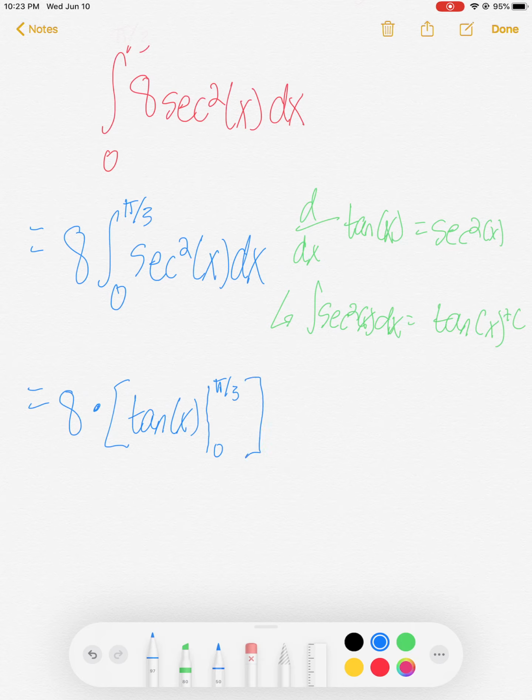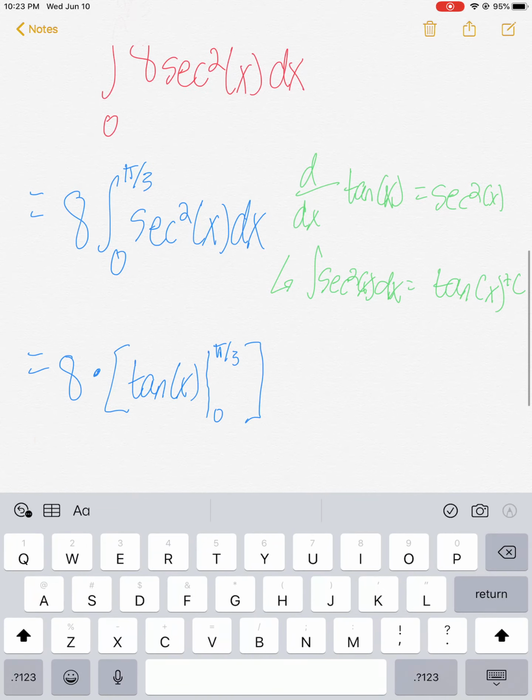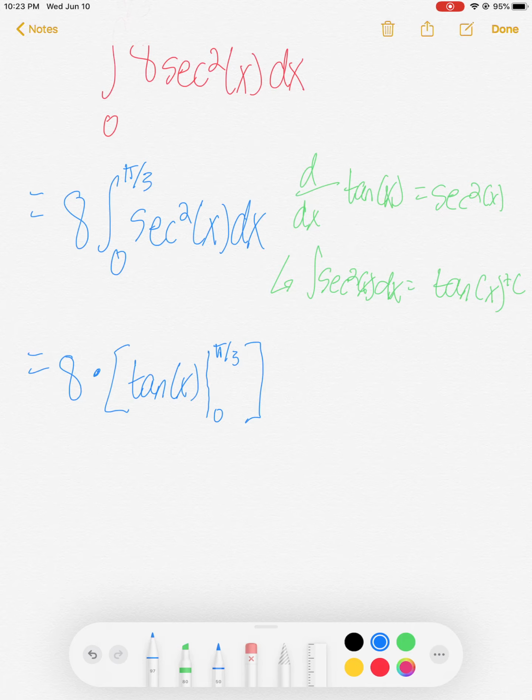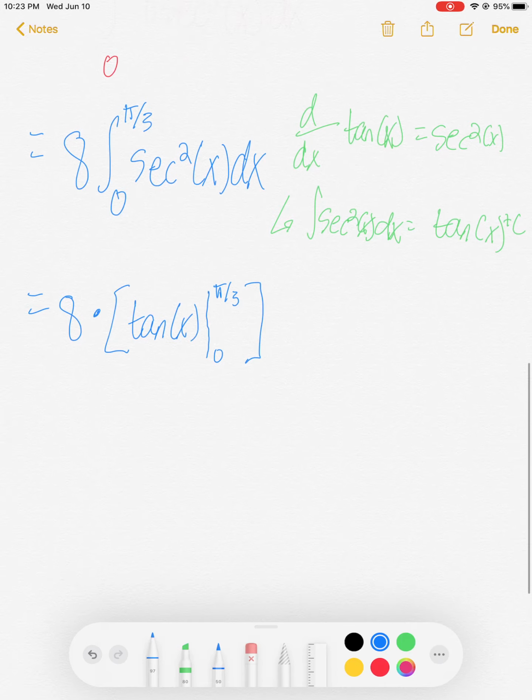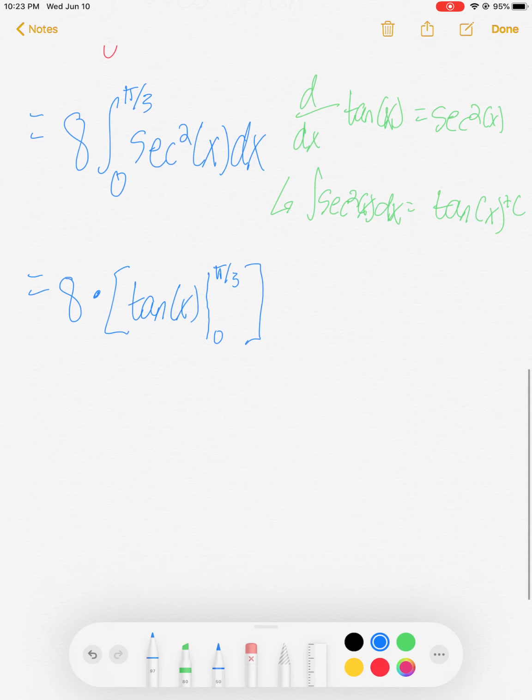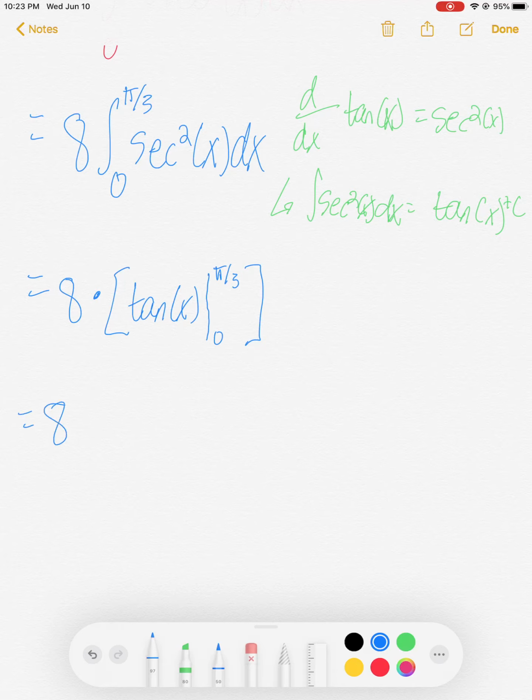So this becomes 8, times, now I'm going to put this in parentheses, tangent x, and this is the new part now that we're doing these definite integrals. We are going to evaluate this tangent of x from 0 to pi over 3. You'll see slightly different notations for this. I think the textbook just writes at the top and bottom of this right-hand bracket. But the way that I originally was taught was putting this vertical line here. It doesn't matter. Whatever notation you are comfortable with, I think it's clear enough what we mean here.